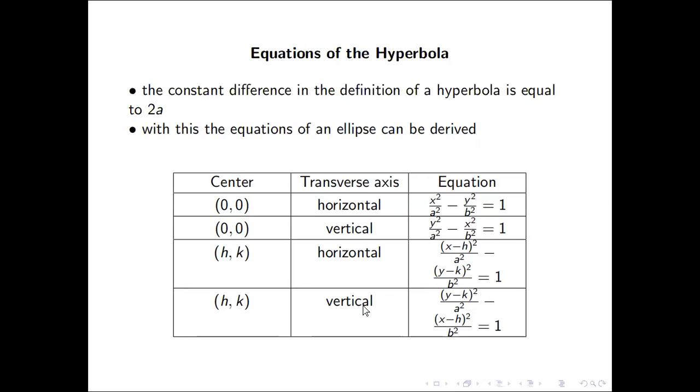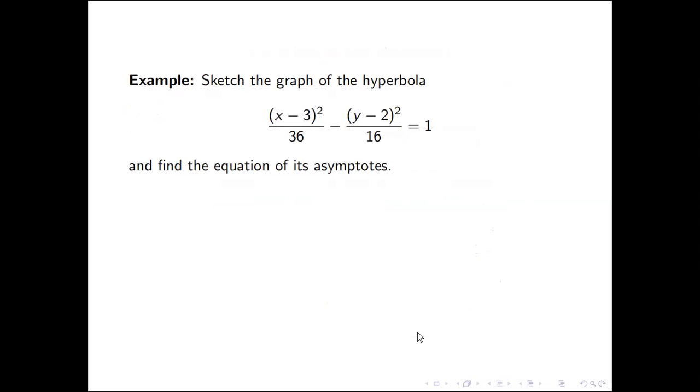Now, a squared would always be under the positive variable. And a does not have to be necessarily greater than b as with ellipses. So just take note of that. A is always under the positive variable. B is always under the negative variable. And this one is just the equations for the general case with center at h, k. You just replace x by x minus h, y by y minus k, and you get the corresponding equations for the general case. Now we won't be doing an example on sketching, as I've said, so let me skip this part.